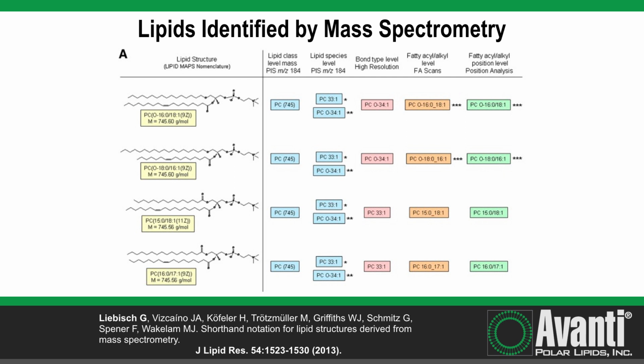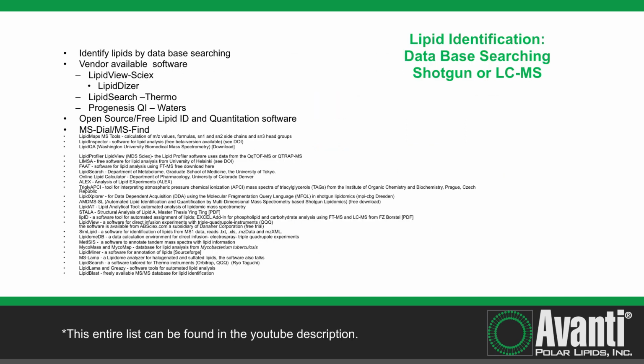You may only be identifying it as a molecular weight and maybe as a PC or a PE, but nothing else. So if you identify only at that level, it's important to report, either in your paper or in the report you are writing, at what level you are actually identifying this.